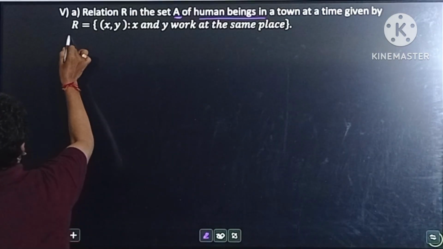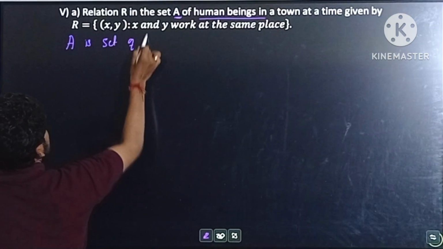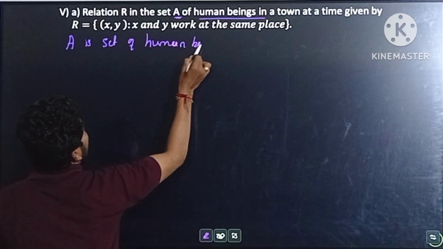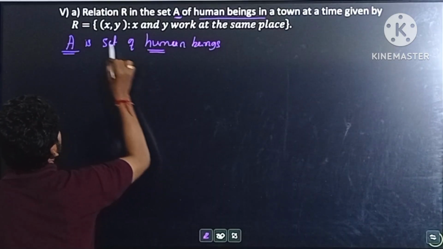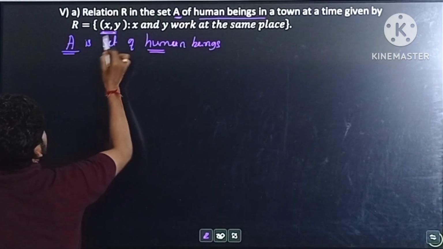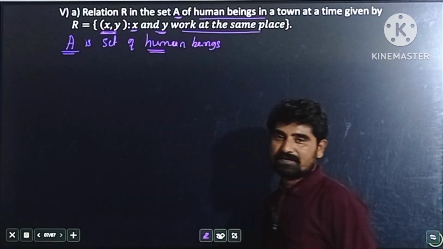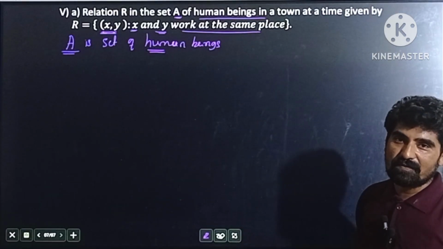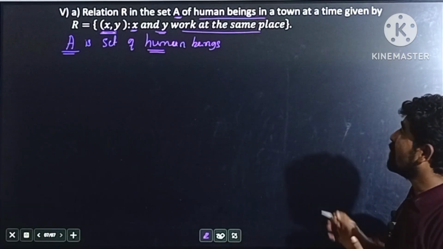A is a set of human beings, and on this set he has defined a relation. The relation between x and y is: x and y work at the same place. The relation between x and y is that they are working at the same place. So this is one of the easiest questions. You can solve it in your mind.